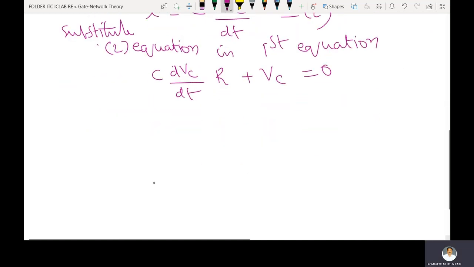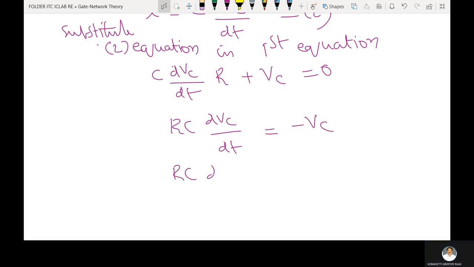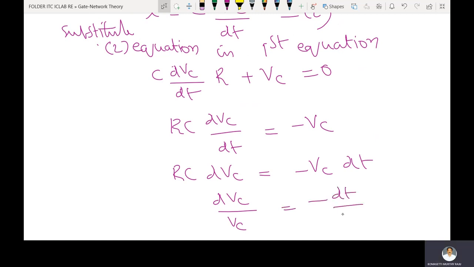Rearrange the terms. RC dVc by dt is equal to minus Vc. Cross multiplication: RC dVc is equal to minus Vc dt. Rearranging this one, dVc by Vc is equal to minus dt by RC.